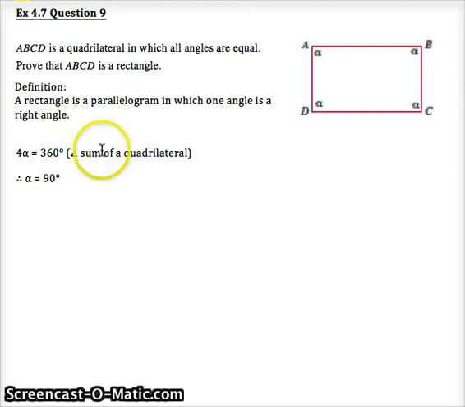The next thing we need to do is prove that we have a parallelogram. Now, a parallelogram is a four-sided shape in which opposite sides are parallel. Okay, so we need to prove that AB is parallel to DC, and we need to prove that AD is parallel to BC. Now, the best way to do this is using either alternate, co-interior, or corresponding angles. We can see here we can really only use co-interior angles. Now, we can see that the angle at A and the angle at D are both 90 plus 90, which is 180.